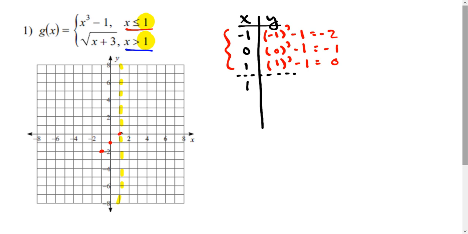Now, right now, that looks like it's going to make a straight line, but I know that this is a cubic function. So maybe I need to find one more point. Maybe I'll plug in a -2. Well, -2 cubed is -8, and -8 minus 1 is -9. So I can go to -2 and -9 way down here.